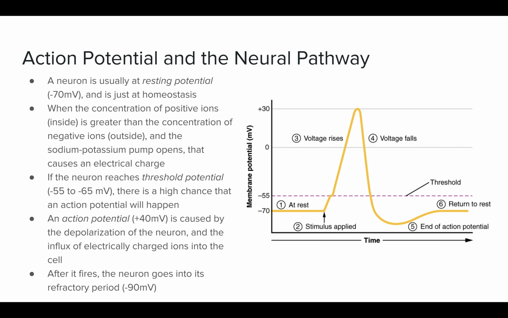After it fires, the neuron goes into its refractory period, which is at negative 90 millivolts, and it cannot return to another action potential unless it waits for another few seconds.